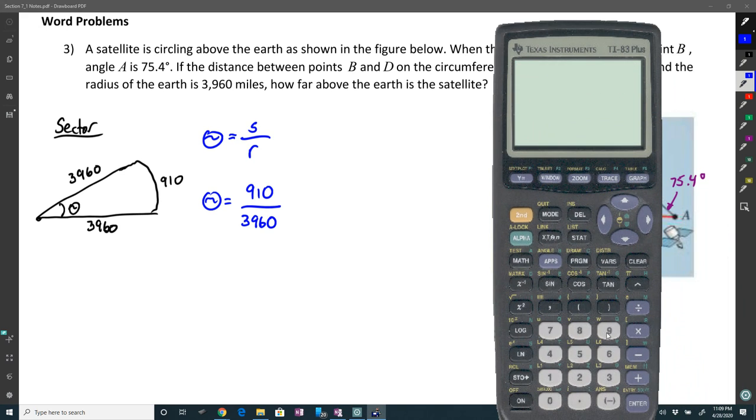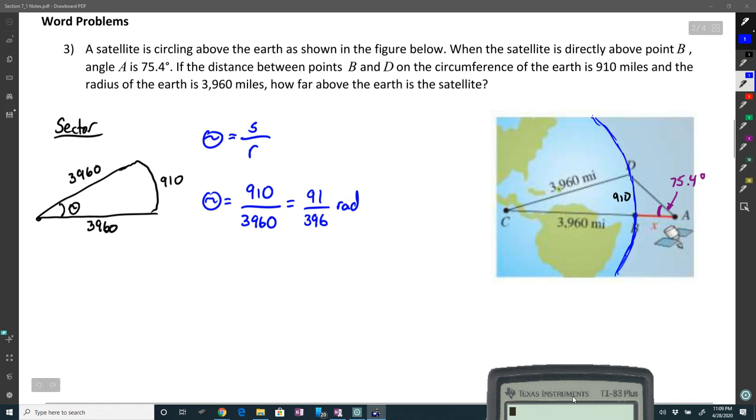Get my calculator. 910 over 3, you know what? This actually, the zeros just cancel. This is 91 over 396 radians. I'll save the calculator work for later. Okay, so I know this angle, but notice that I know it in radians. I don't know it in degrees. And for the triangle stuff, we need it in degrees. So I need to do a little conversion.